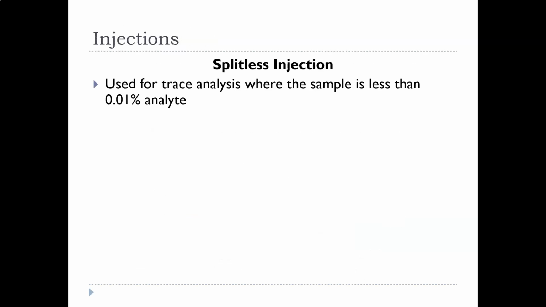So the instrument dilutes it by just getting rid of most of it, and only letting a small amount go forward. A splitless injection is when our sample is already very dilute, so it's injected directly into the carrier or the mobile phase, and then that carrier gas moves it onto the column and everything happens.